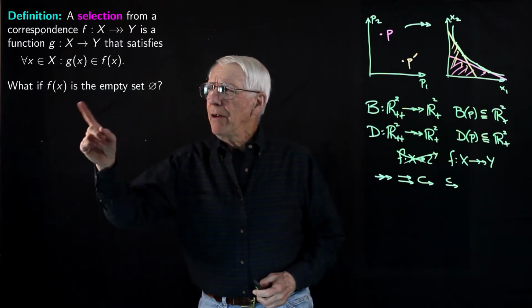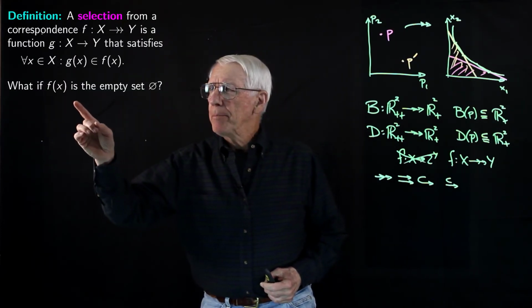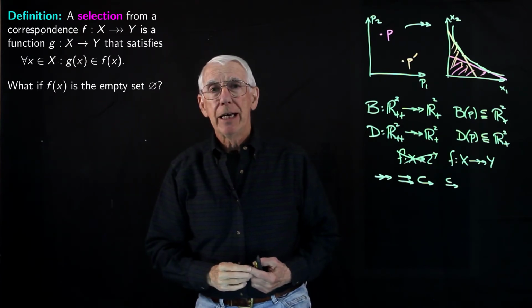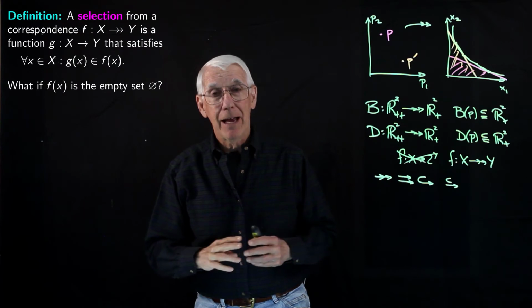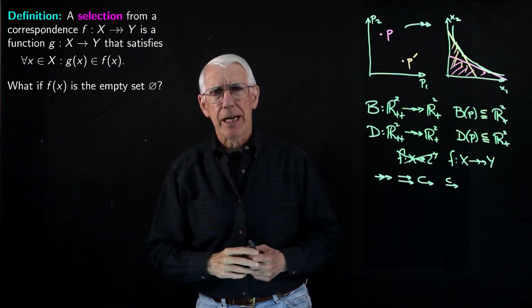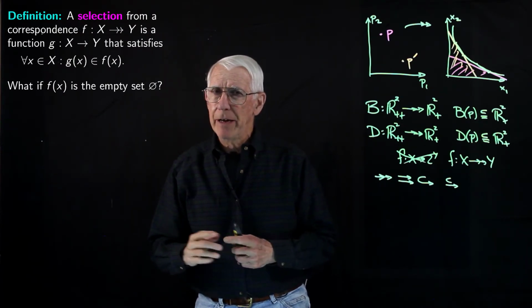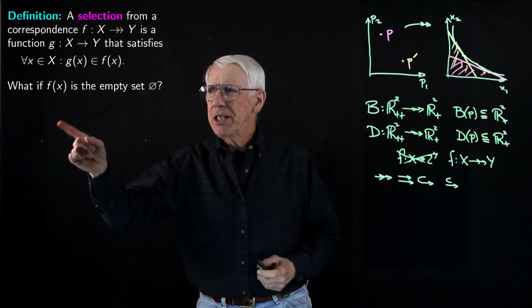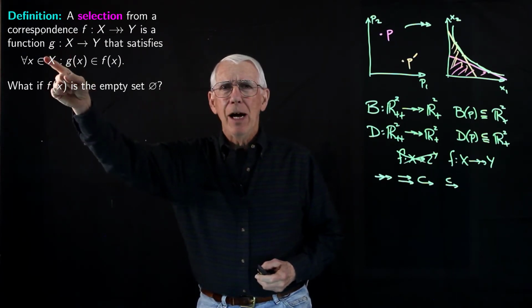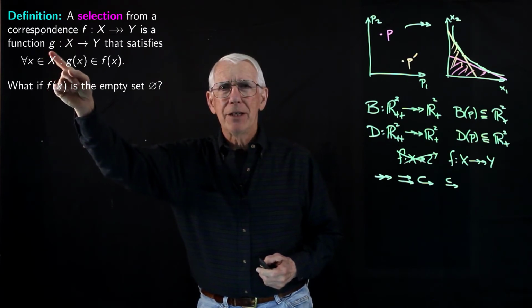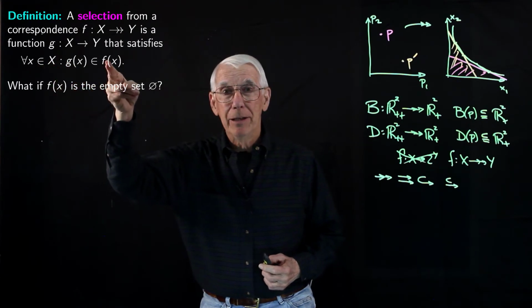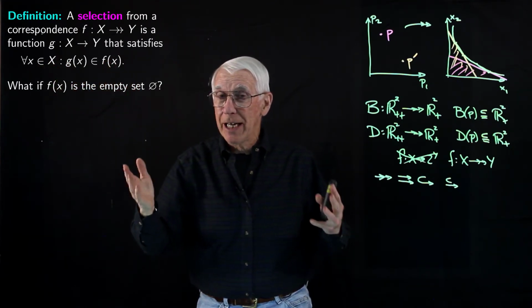So what if the image at a particular x in the domain is, remember, it's a set. F of x is a set. What if it's the empty set? That's allowed in our definition of a correspondence. Well, if f of x is the empty set, then I can't find anything to define as g of x for that x, because g of x is supposed to be an element of f of x, but there aren't any elements in the empty set.